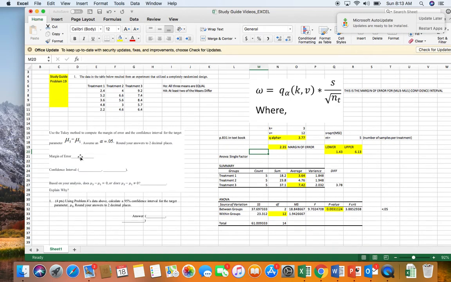We've calculated the margin of error. It equals 2.35. And our confidence interval, the lower and the upper bound, spans between 1.43 and 6.13. That concludes this video.